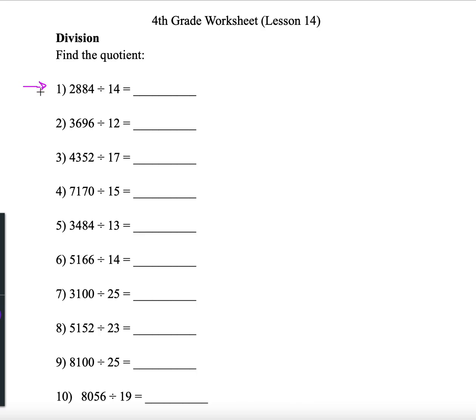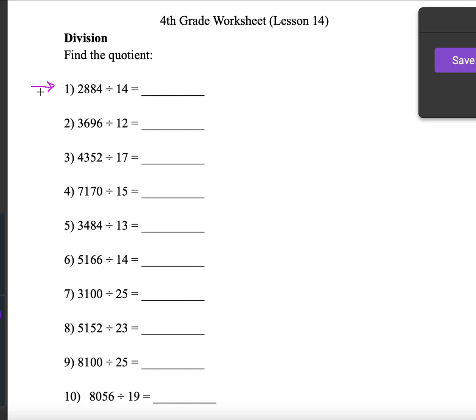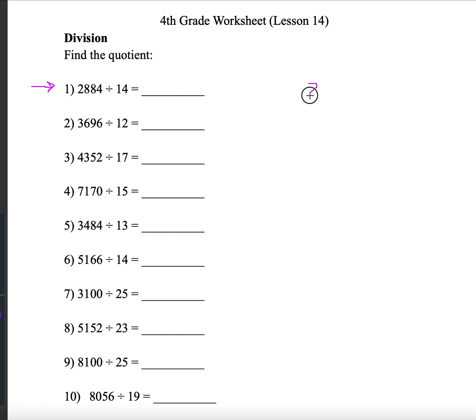Number 1. So number 1 is 2,884 divided by 14. So to do that, we have to put 2,884 divided by 14. Now we have to think, how many times does 14 go into 28? Because 14 can't go into 2 because it's too small of a number.